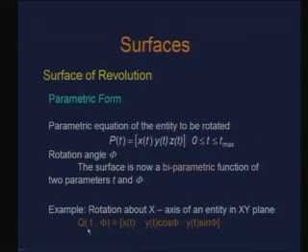then the biparametric function of the surface which is constructed can be given as x(t), y(t) cos phi, y(t) sin phi, right. So, it is a biparametric function in t and phi, right. So, I can get any point using the parameter t and phi on that surface, right.